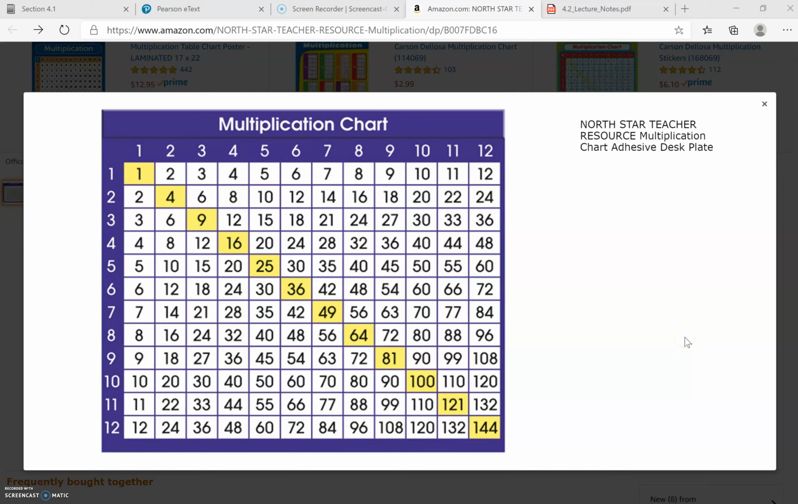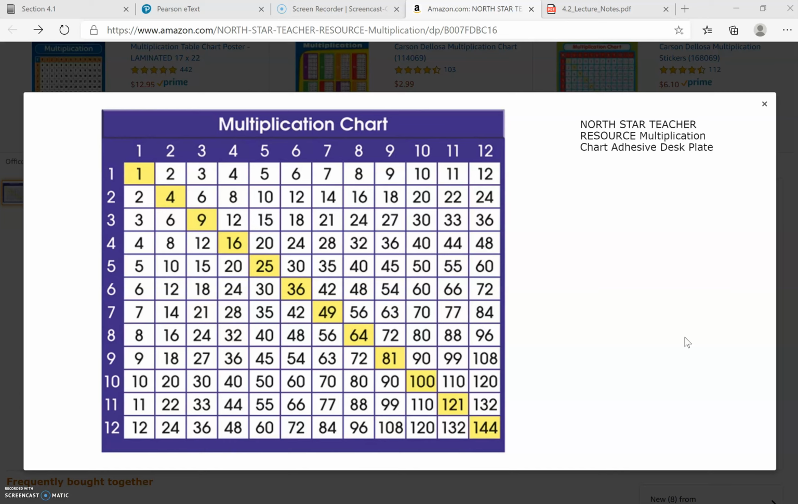This video is to assist you with the 4-2 homework. The first thing I want to point out to you is this multiplication chart. It's very important for this chapter to have this memorized, and if you don't, I recommend finding a chart. Just Google it, type in multiplication chart, and then print out one of the images that are available to you.